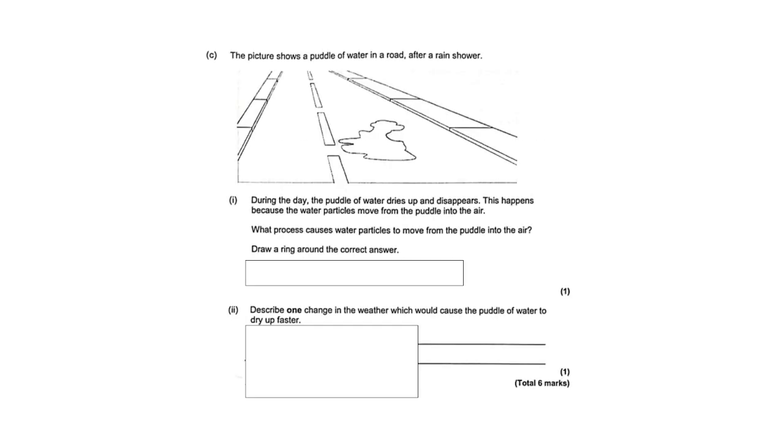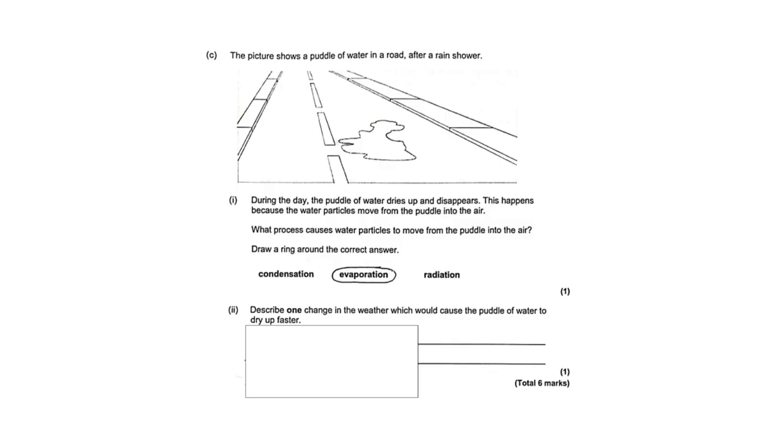The picture shows a puddle of water in a road after a rain shower. During the day, the puddle of water dries up and disappears. This happens because the water particles move from the puddle into the air. What process causes water particles to move from the puddle into the air? It is evaporation. Evaporation is when a substance goes from liquid to gas at a temperature that is below boiling point. Here the water does not have to be at 100 degrees to turn into a gas because of evaporation.